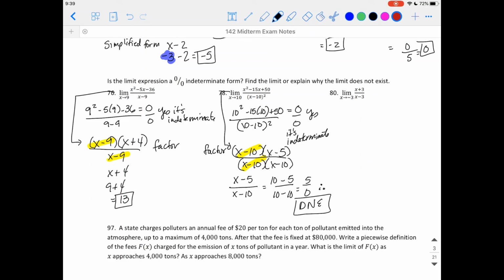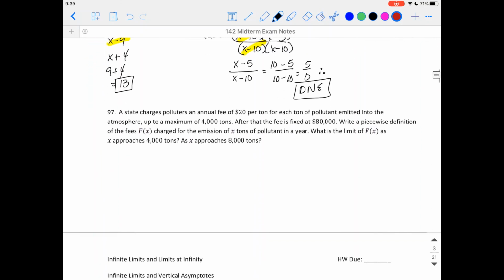All right. Last one, x plus 3 over x minus 3 as x approaches -3. So this is going to be -3 plus 3 over -3 minus 3. This is 0 over -6, which is just 0. So this one is not indeterminate, and we were able to get an answer.